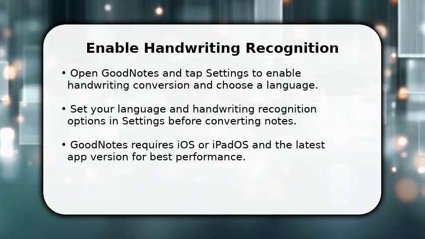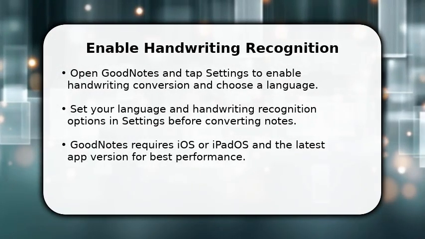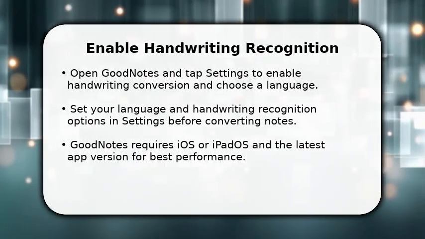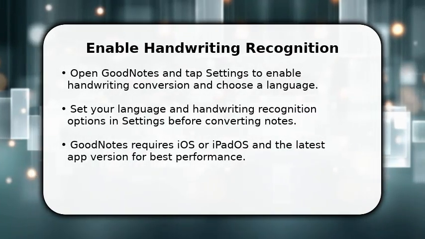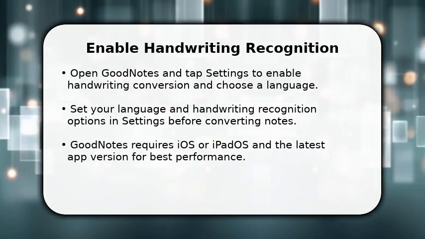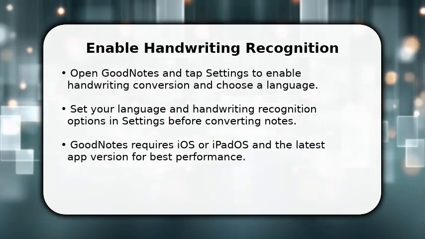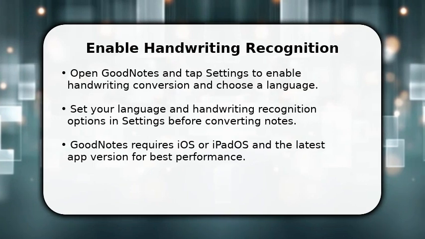Select your preferred handwriting recognition language from the list in Settings. Restart Goodnotes after changing the language to ensure recognition loads correctly. These steps prepare the app to convert your handwriting into editable type text.